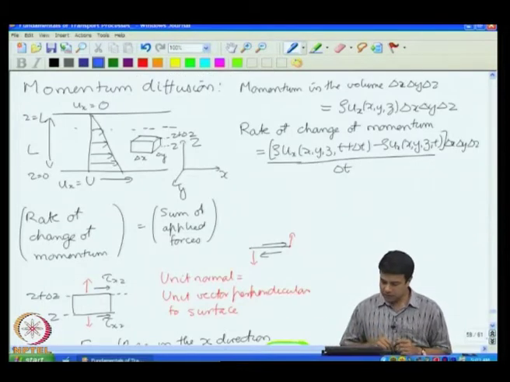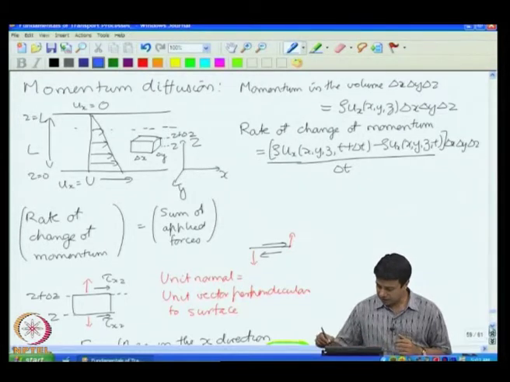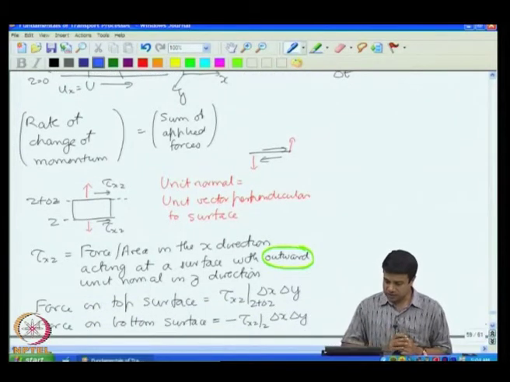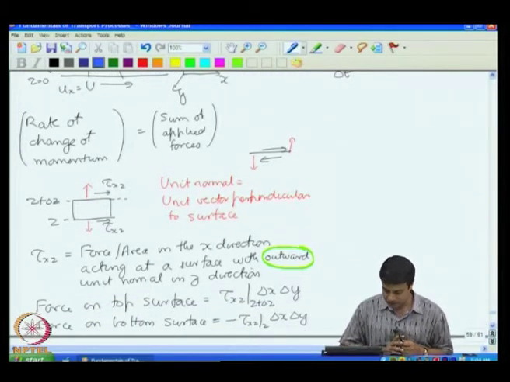The form of the equation for momentum diffusion was slightly different. It came out of Newton's laws of motion. The rate of change of momentum in a differential volume is equal to the sum of the applied forces. And there I had defined for you in some detail what the stress tau x z is.